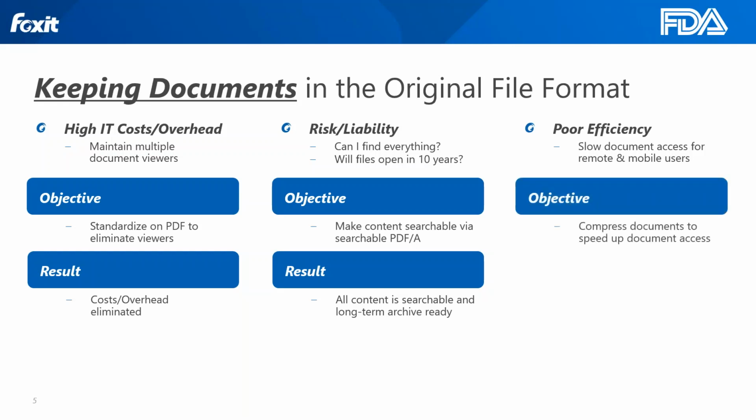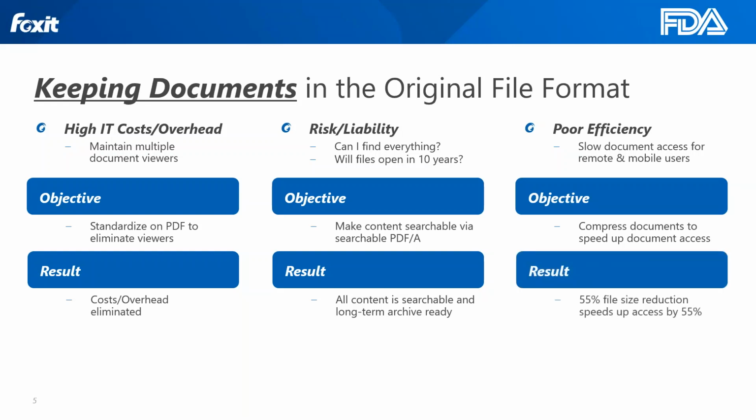So they wanted to basically compress the documents down to speed up access to the documents and also save a little bit of money on the storage of those documents. The result was that they were able to see a 55% file size reduction, and they were able to speed up their access to those documents by about the same amount, about 55%. So it was a good success story in how we were able to help improve their efficiency, lower some costs, and eliminate a lot of their risk.